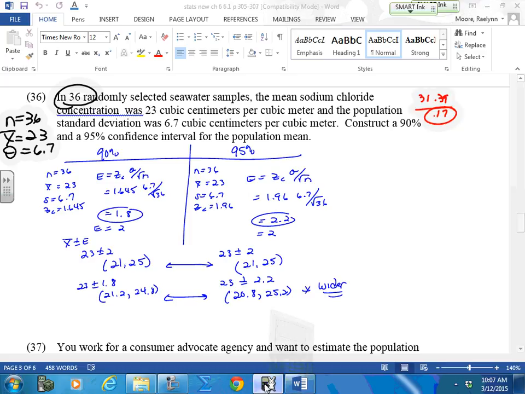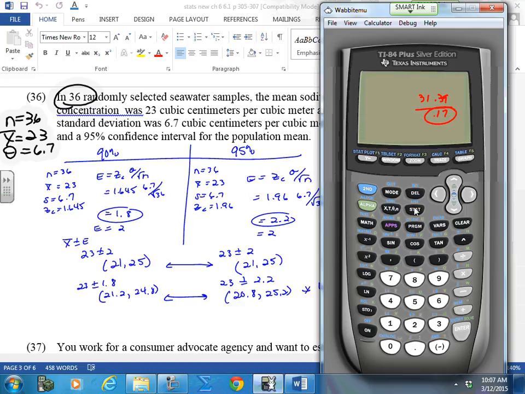Pull up your calc, let's put it in. For your non-believers. Pull up your calc for me. Go to stat, go to test, Z interval. Let's put your information in. But this part's not going to change. 6.7, your mean is 23, your N is 36, and at first let's do a 0.90.